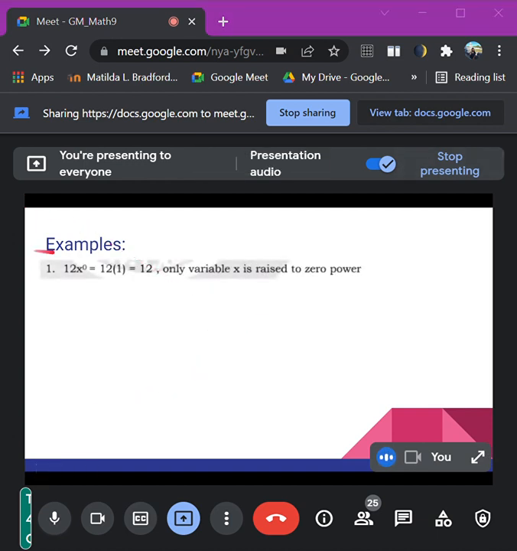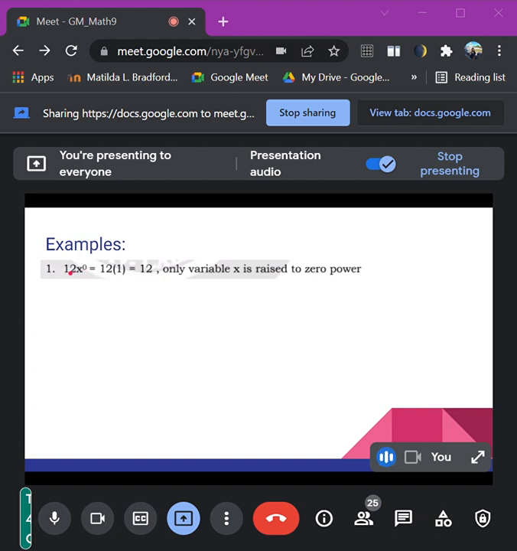So as you can see, we have 12x raised to 0. That is an exponent of 0, and then you have there the variable x. So that is 12 times 1. The x raised to 0 is equivalent to 1. So multiply 12 times 1, that is equivalent to 12. So remember that only the variable x is raised to 0 power. Remember, only the one with 0 power is equivalent to 1.